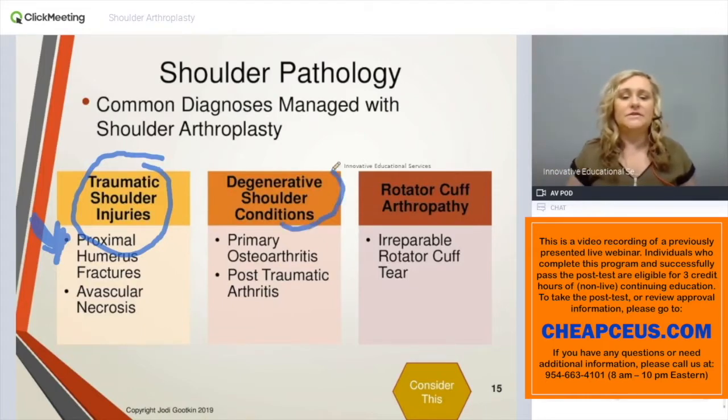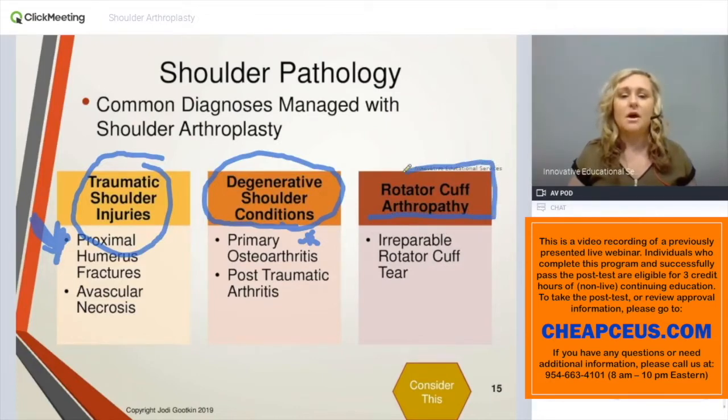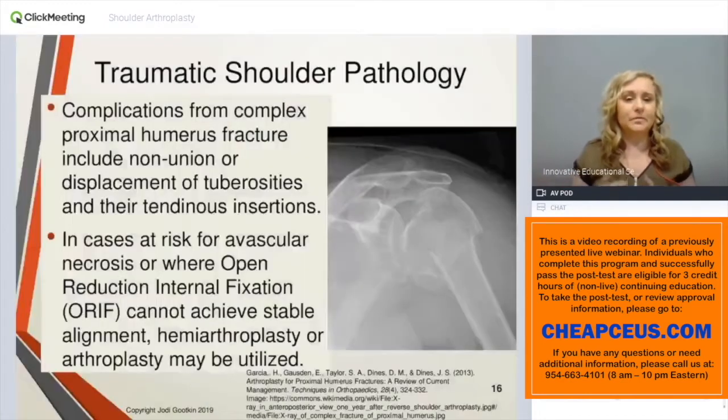Another category are individuals who have degenerative conditions. The majority of individuals currently who undergo shoulder arthroplasty, about 75% of the cases, are individuals who have primary osteoarthritis. And then another cohort are individuals with rotator cuff arthropathy. So they have a rotator cuff that is not repairable, and it necessitates them, in order to restore function, to undergo a shoulder arthroplasty. We're going to look at the pathomechanics of each of these.